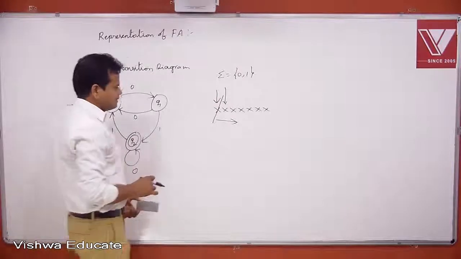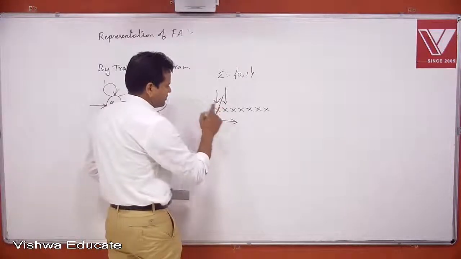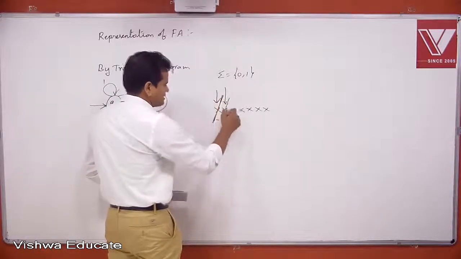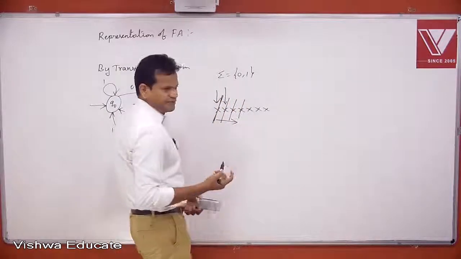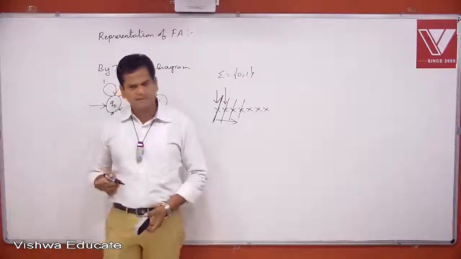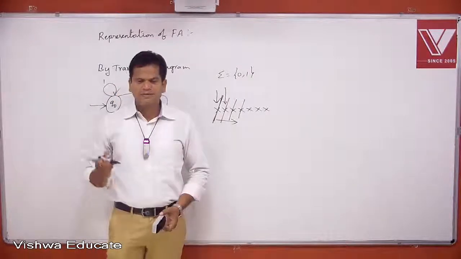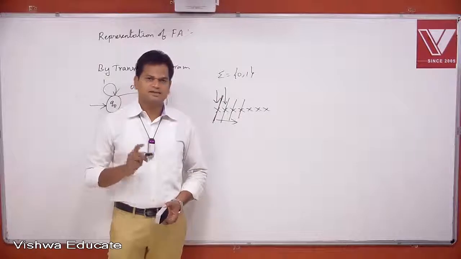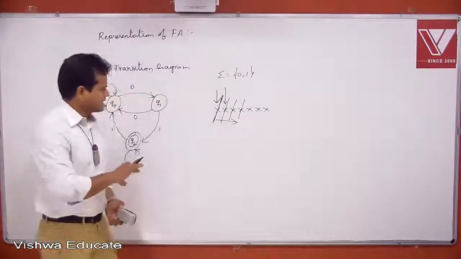So every time it scans the input string one by one: this first, then this, then this, like that. It scans the input string from left to right, starting from the leftmost symbol, and every time it scans only one symbol, not more than one symbol. This is about scanning of the input string.